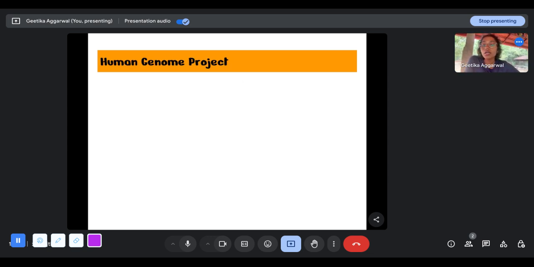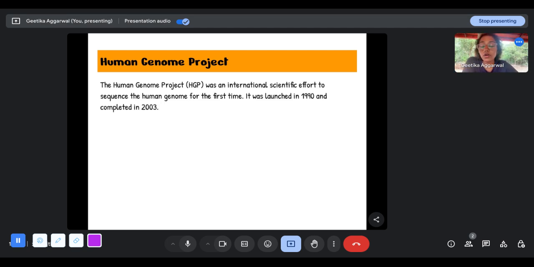Okay. Moving on to this very big endeavor taken by the science community, the biological community, which is called the Human Genome Project. You might already be aware of this. The Human Genome Project, also called the HGP, was an international scientific effort. So all over the globe, it was not limited to one country or one continent. Their goal was to sequence the entire human genome for the very first time. It was launched in 1990 and completed in 2003.